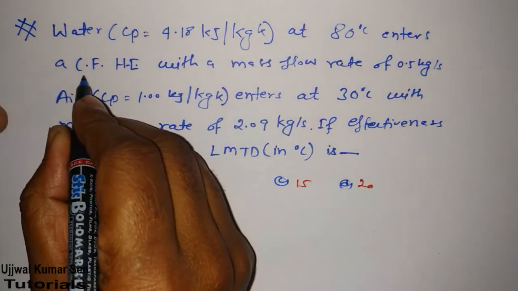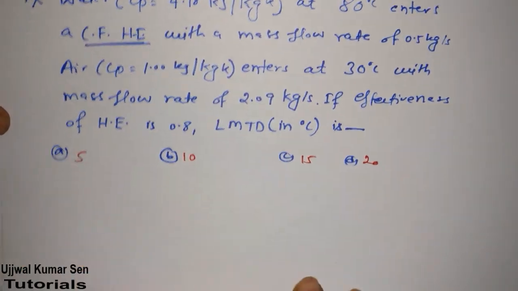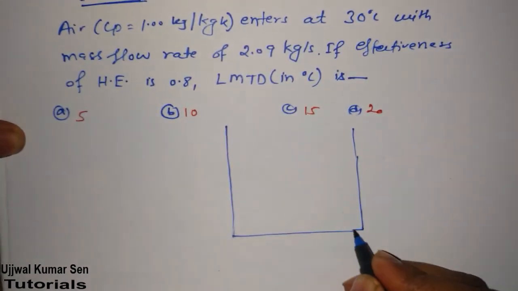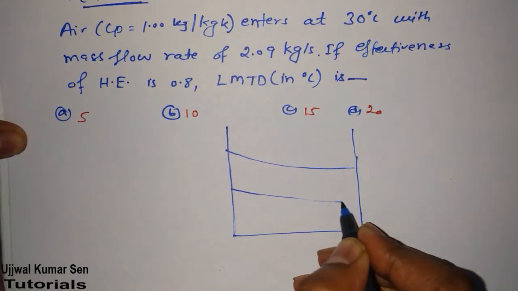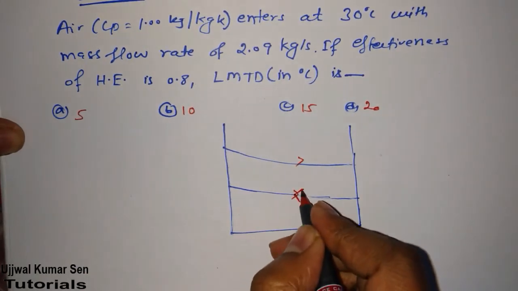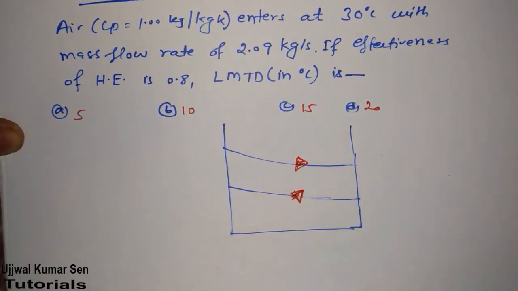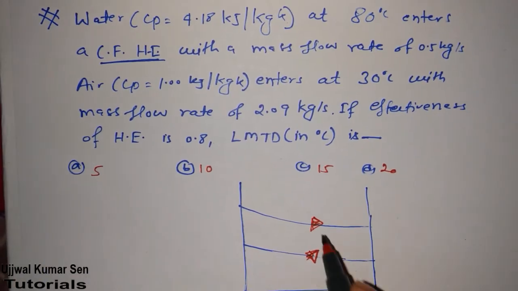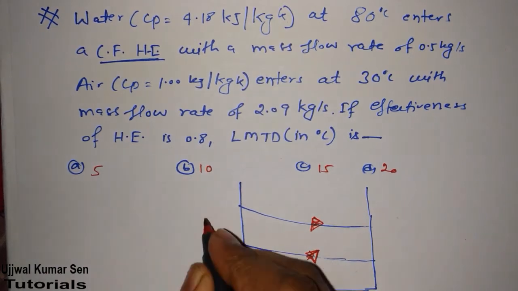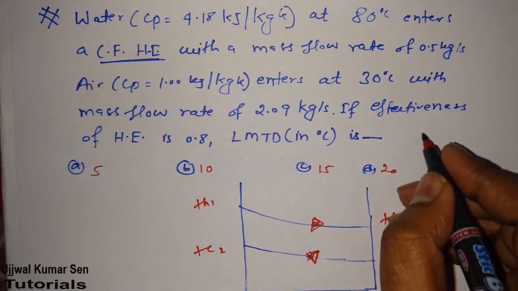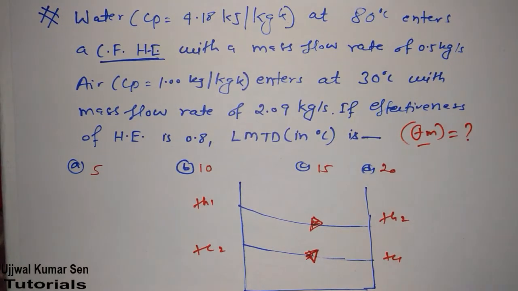First of all, if they have given that this is a counterflow heat exchanger, then you need to draw a counterflow heat exchanger first. At least in heat exchanger numerical problems, you need to draw a diagram. If you draw a diagram, then things become quite easier for you. Why is it counterflow? Because the flows are in reverse directions. Now we'll read the question and put values as they have given. This one is TH1, this one is TH2, this one is TC2, this one is TC1. And we have to find out theta m, that is LMTD.